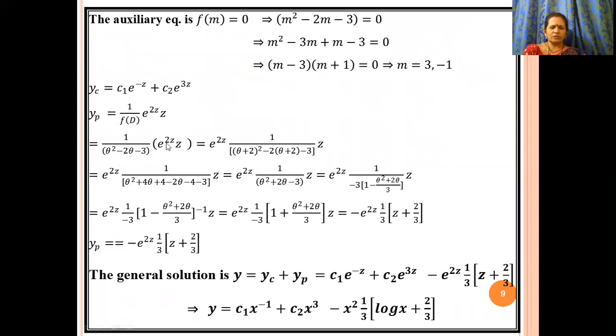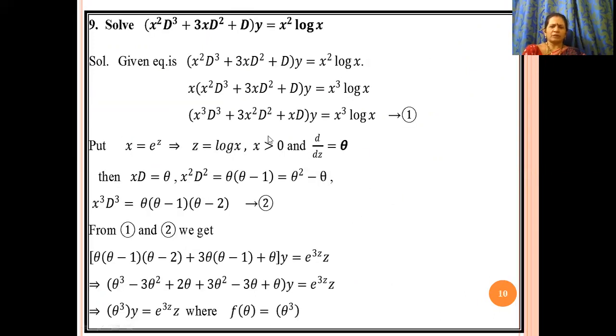So if we add theta to 2, simplify that, we'll get this again using the same formula, binomial expansion, 1 plus x whole inverse, 1 minus x plus x square. So write down that pattern, we will get this, then simplify that, we'll get the particular integral. Then after getting the particular integral, then write down the general solution.